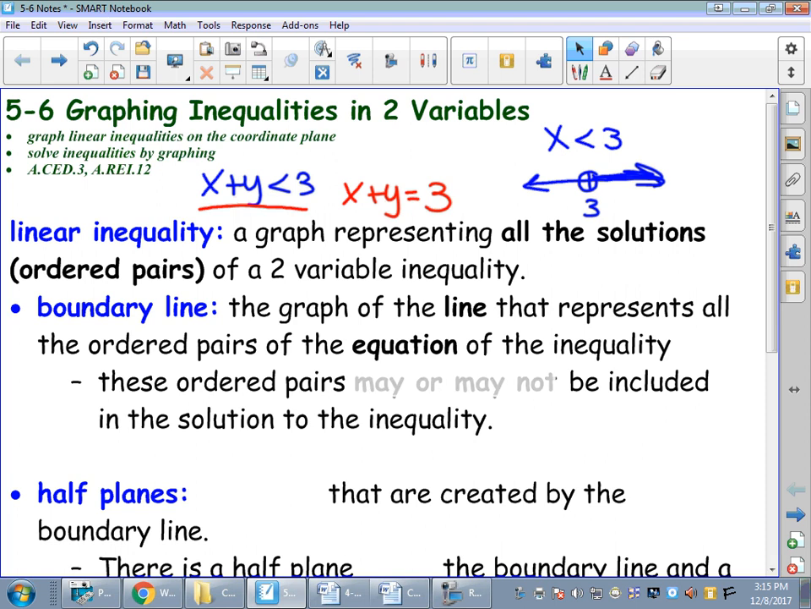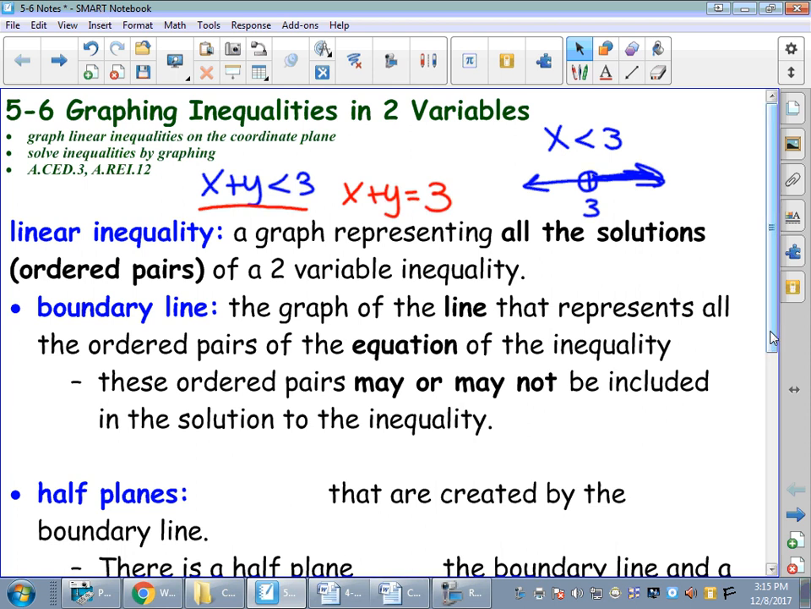These ordered pairs may or may not be included. It depends on if the inequality allows them to equal 3 or not. So we come up with all the ordered pairs that equal 3 in that particular case, like (0, 3), (1, 2), and then we have to throw them out or not. So depending on whether or not they're included, we have to do something with the graph.